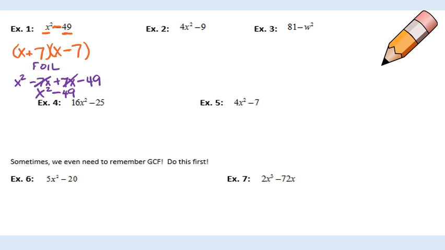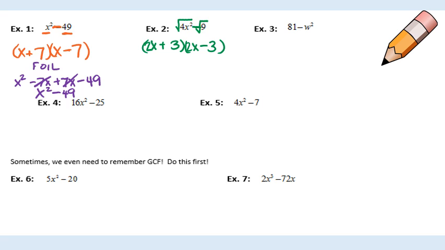Let's take a look at another example. Again, we have a difference, so I know I can use this special rule. If I take the square root of both terms, the square root of 4 is 2. The square root of x squared is x. The square root of 9 is 3. Then, because it's difference of squares, we have different signs, a plus and a minus.